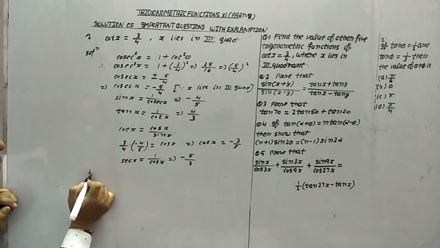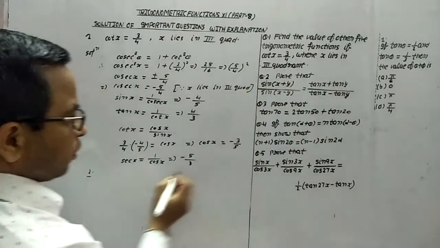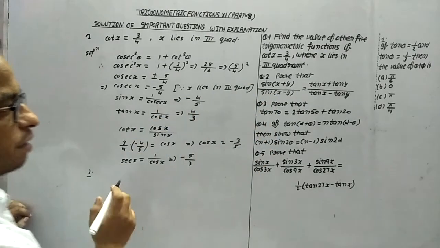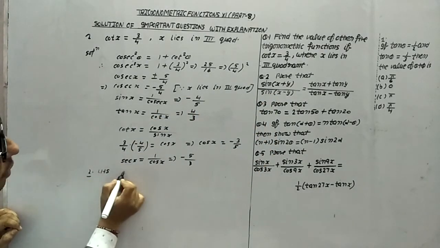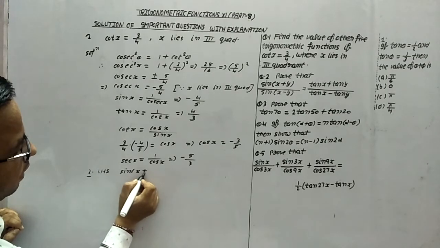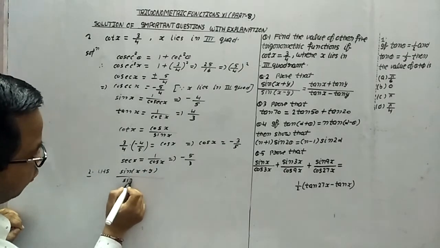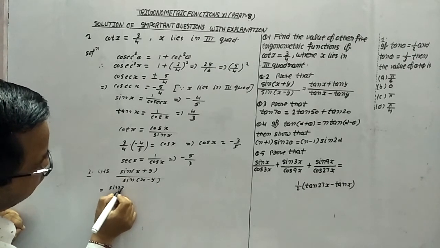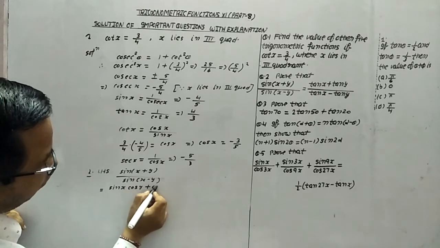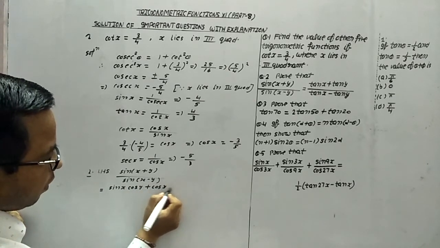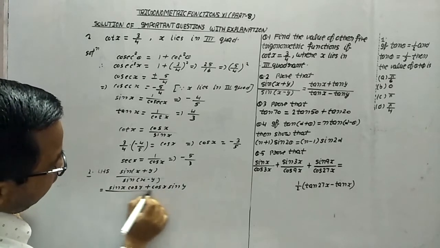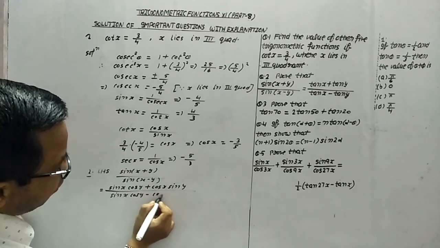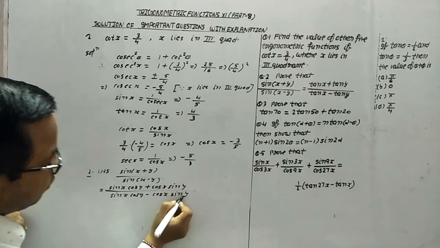Now in question number 2, we have to prove that sin(x plus y) upon sin(x minus y) is equal to (tan x plus tan y) upon (tan x minus tan y). First of all, we will take the left hand side: sin(x plus y) upon sin(x minus y). Now we will open the identity. Sin(a plus b) is sin a cos b plus cos a sin b, so the numerator becomes sin x cos y plus cos x sin y. And sin(a minus b) is sin a cos b minus cos a sin b, so the denominator becomes sin x cos y minus cos x sin y.